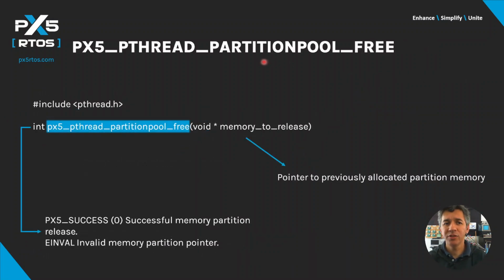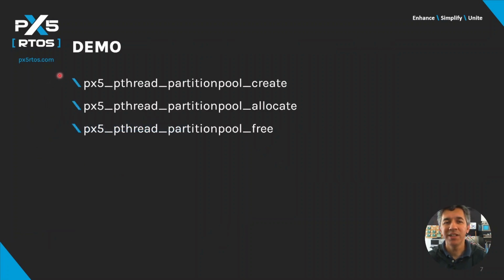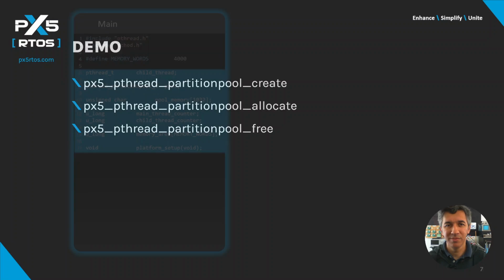And finally, after use, we can release partition pools by calling the partition pool free API. And to that, we only need to pass a pointer to the previously allocated partition memory, and then check the return for errors. All right, let's see these APIs in action.